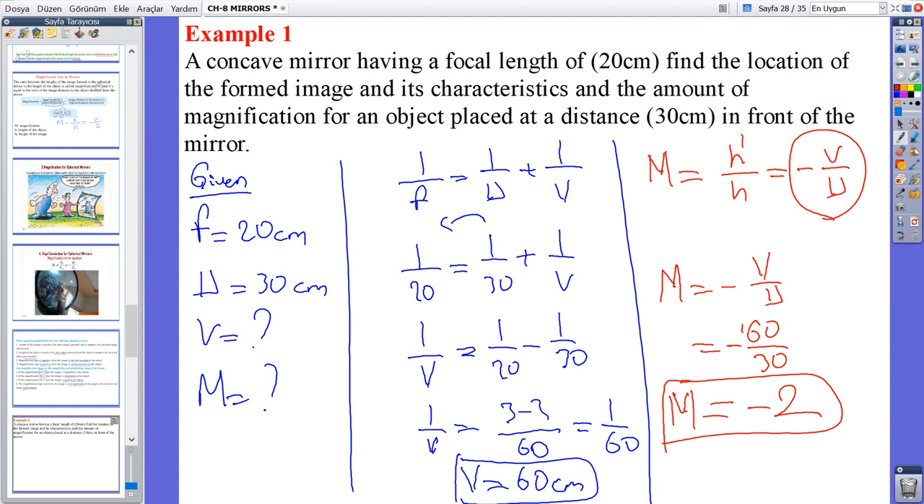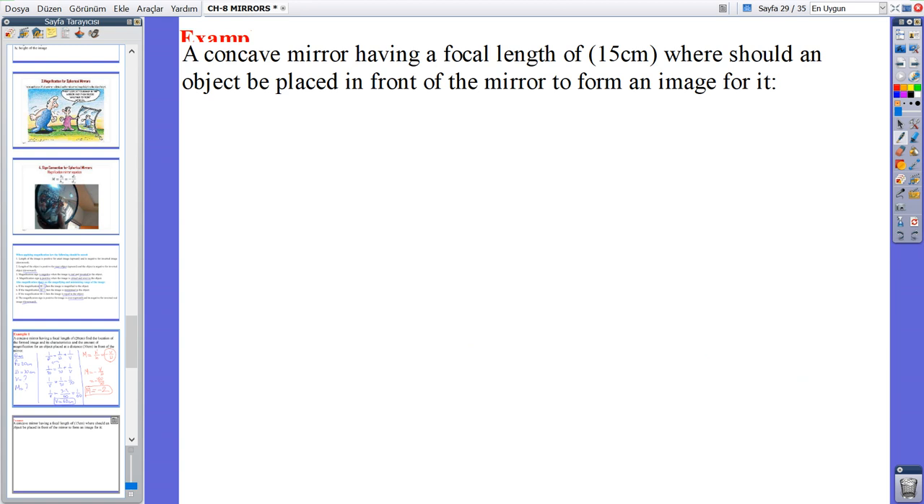And second question: a concave mirror having a focal length of 15 centimeters. Where should an object be placed in front of the mirror to form an image for it? Question: real and 3 times magnified, and virtual and 3 times magnified.